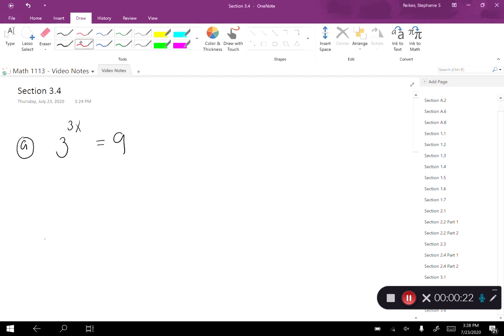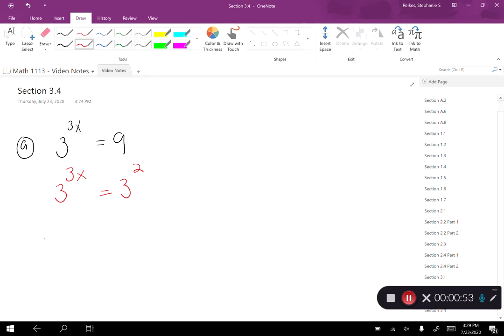Let's look at example A. Let's solve for x. I have 3 raised to the 3x equals 9. The first technique I'm going to show you is making both the left and the right hand side have the same base. So on the left I have 3 raised to the 3x. On the right I have 9, but I can rewrite 9 as 3 squared. Now both my left and right hand side of the equal sign have the same base, 3.